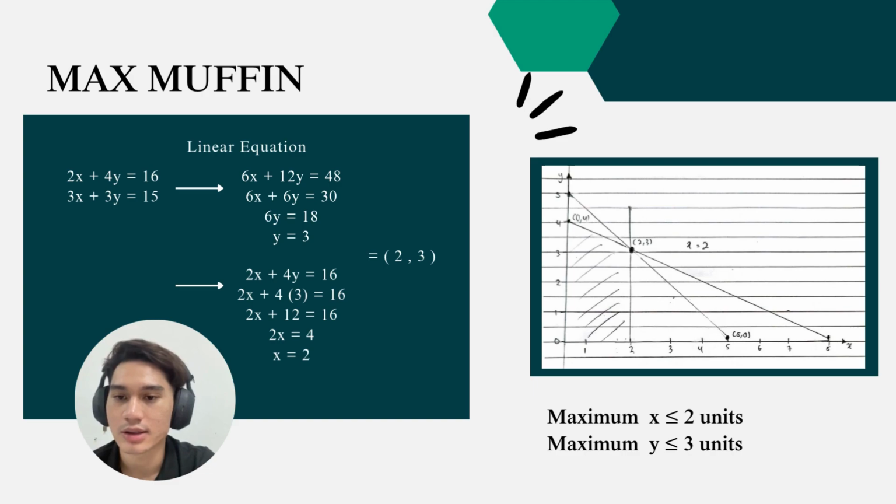The next calculation is 2x plus 4y equals 16, 2x plus 4 in brackets 3 equals 16, 2x plus 12 equals 16, 2x equals 4, and the last answer is x equals 2. So we get 2 as x and 3 as y. So we already find the maximum: x is 2, then the maximum y is 3 units.